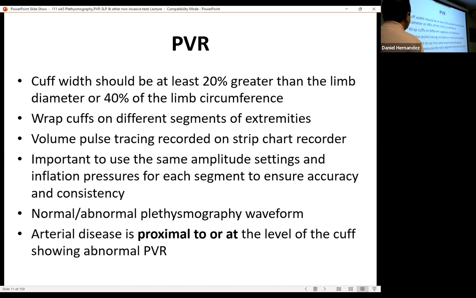So when we're wrapping, the cuff width should be at least 20% greater than the limb diameter, or 40% of that limb circumference.